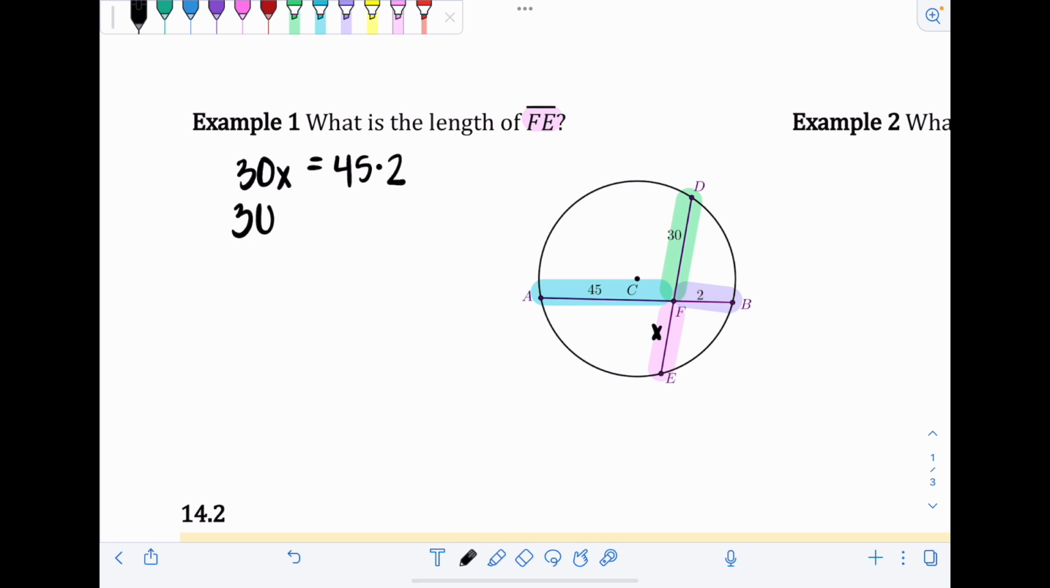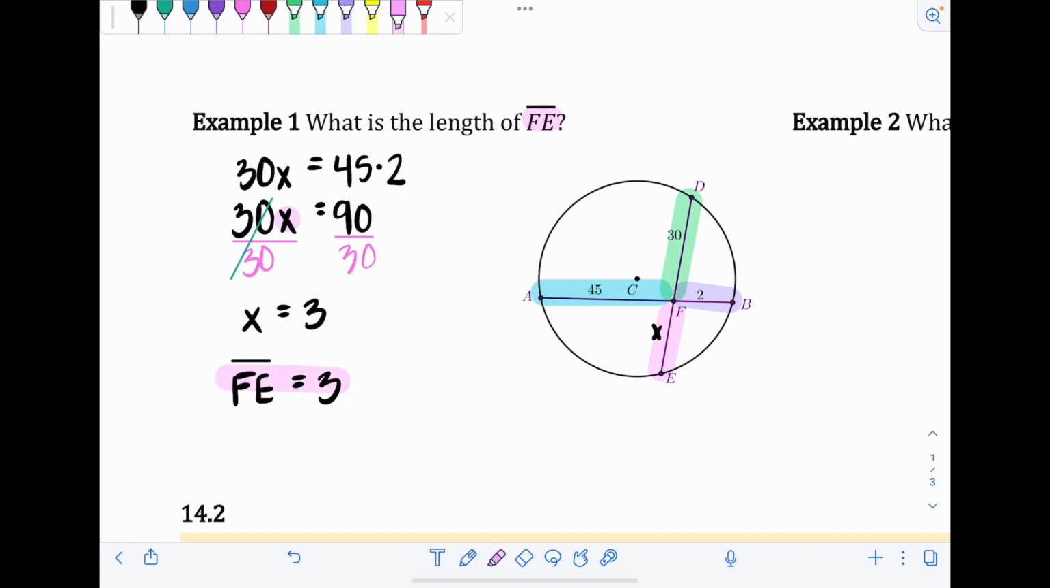I'll leave the 30x alone for right now, and 45 times 2 is 90. My goal is to solve for x so that I can find the length of FE, because that's what I labeled x as. To get x by itself, I'm going to divide both sides by 30 to cancel out the 30 that's being multiplied by x. So x equals 90 divided by 30, which is 3. Since it asks specifically for the length of FE, I'll write my final answer as segment FE equals 3.